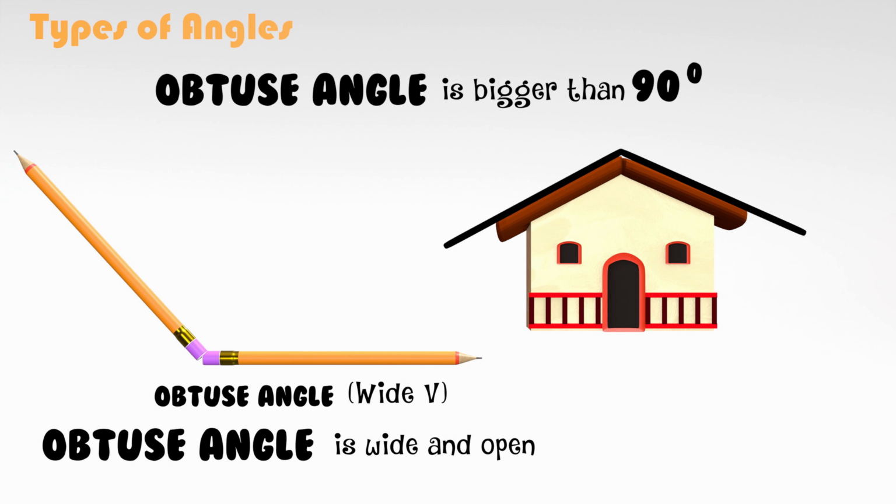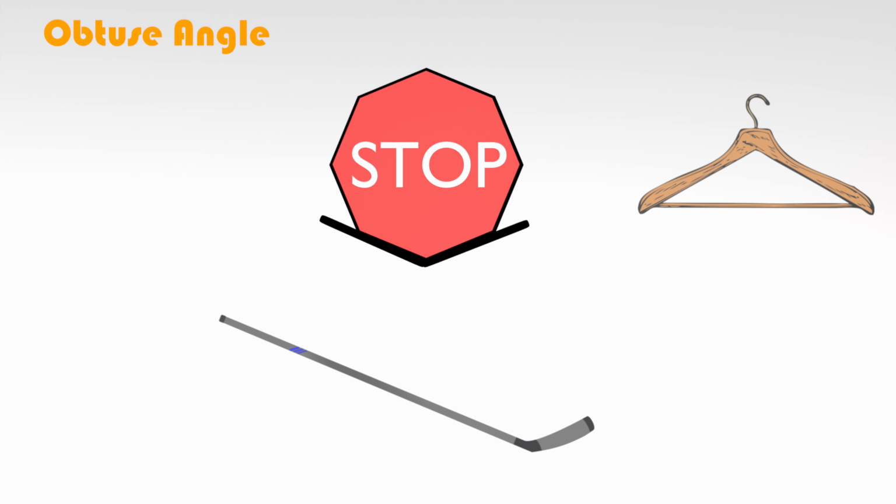Other examples of obtuse angles are the corners of a stop sign. The bend in a hockey stick is usually wider than a right angle, so it forms an obtuse angle. The triangular shape of a hanger usually has a top angle where the hook is, which is an obtuse angle.